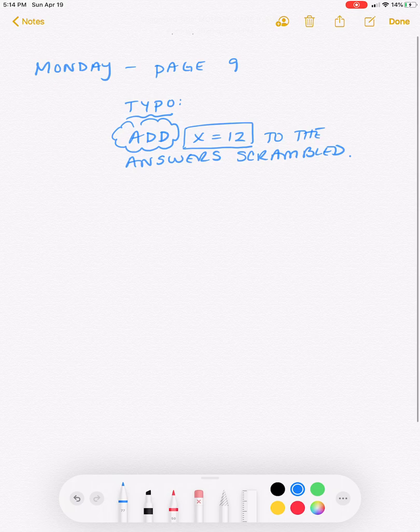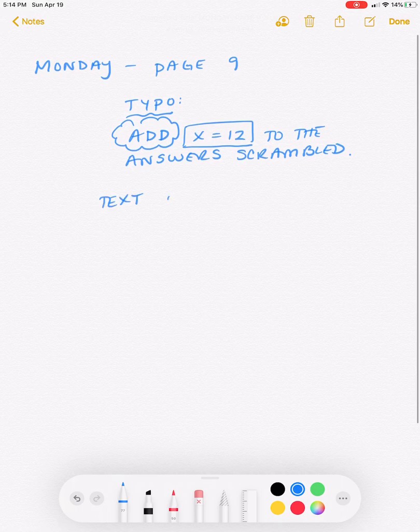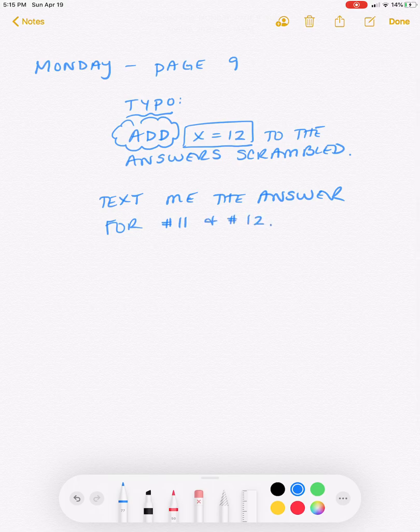Second thing, you are going to text me the answers for number 11 and number 12. They're not in the bottom, they're not in the answer scramble at the bottom of the page. Text me so that I know you're really getting it. I'll give you the thumbs up if you get it correctly, and we'll go from there.